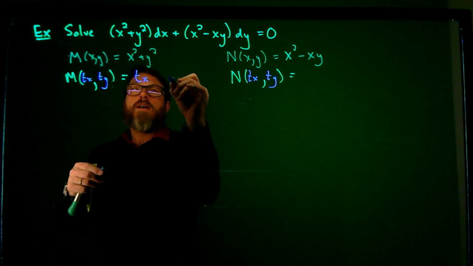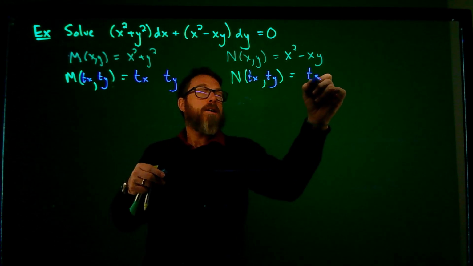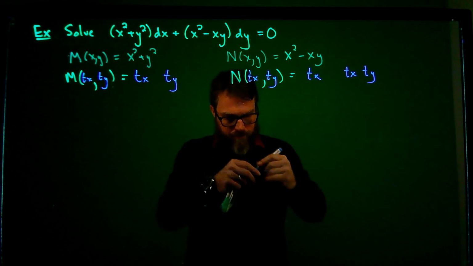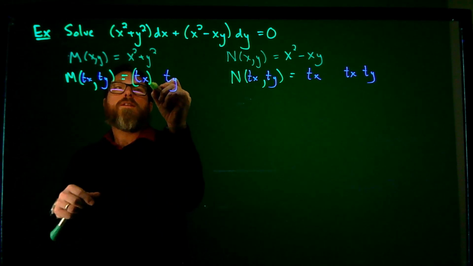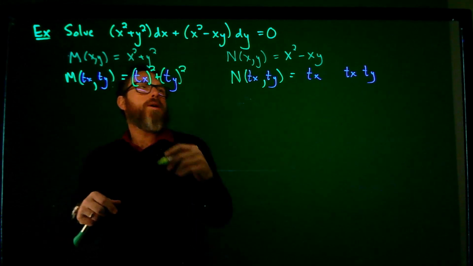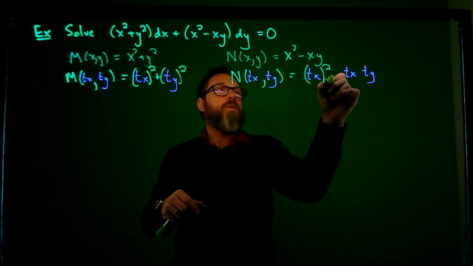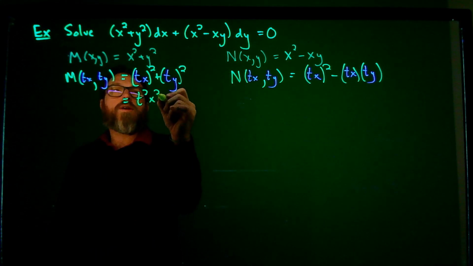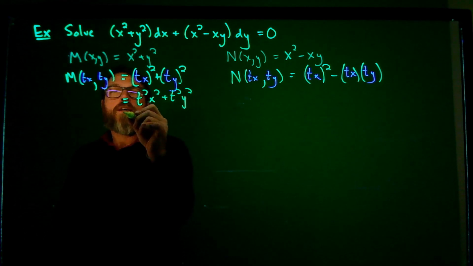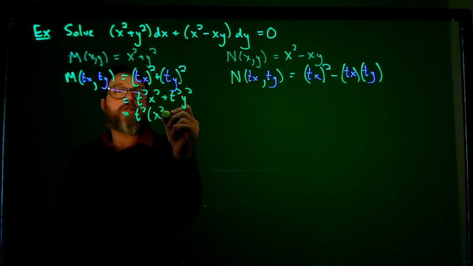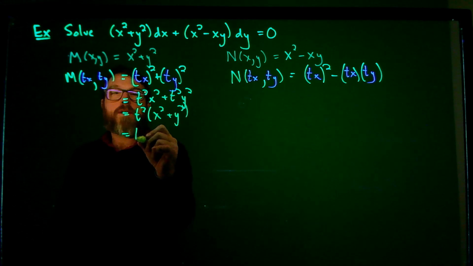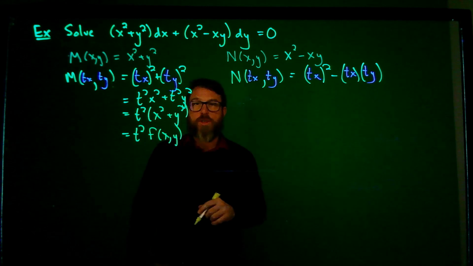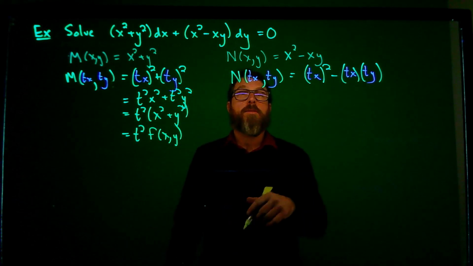So tx, ty, x squared plus y squared, and similarly this is going to be x squared minus x times y. All right, so we'll simplify the first one. This is going to be t squared x squared plus t squared y squared. You can see that I can pull a t squared out, and I get x squared plus y squared, which is equal to t squared times my original function M of x comma y. So this is homogeneous of degree, and that power right there is going to be 2.